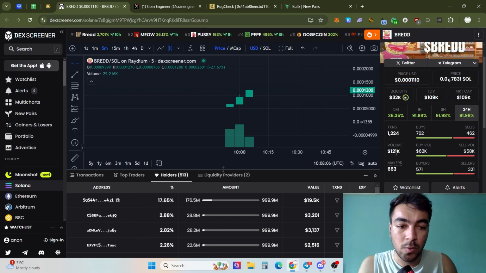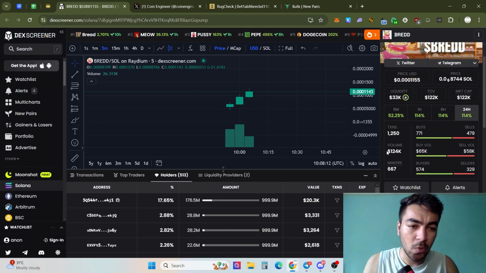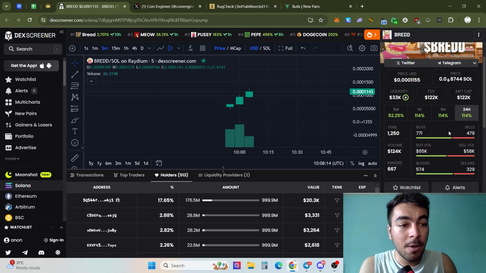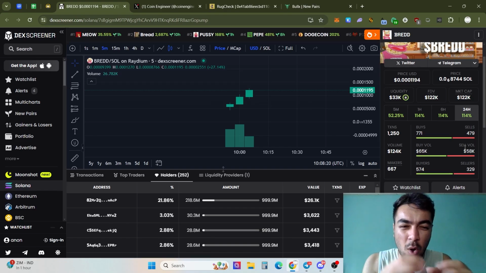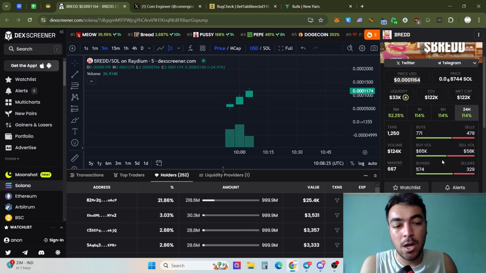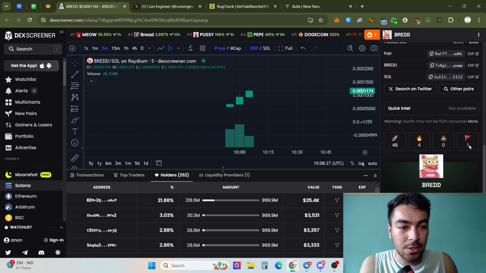And then take a look at volume: 120,000. It's not so high, but it's not so low. It's average, and the buys amount is more than sales. At the same time, buy volume is more than sell volume, but they are roughly equivalent, and the buyers and sellers counts as well. And then scroll down, you can see the community is valuable.